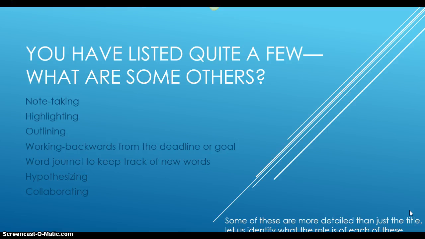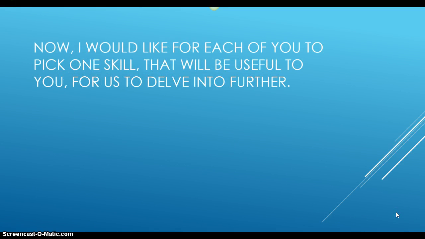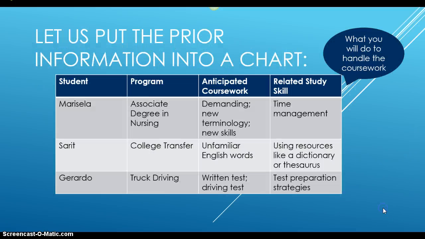So you've listed quite a few. What are some others? Note-taking, highlighting, outlining, working backwards from the deadline or goal, word journal to keep track of new words, hypothesizing, collaborating. Some of these are more detailed than just the title. Let us identify what the role is of each of these. Now I would like for each of you to pick one skill that will be useful to you for us to delve into further. Let us put the prior information onto a chart.